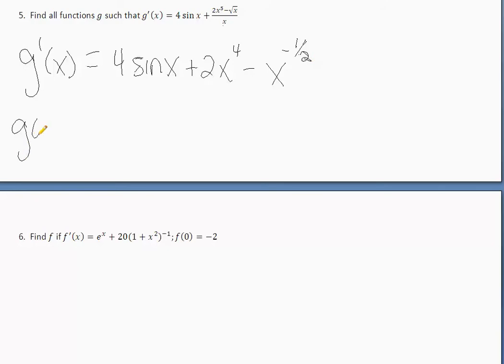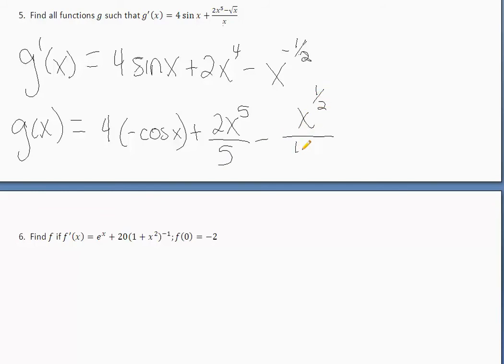Now I can go ahead and find the antiderivative. The antiderivative of 4 sine would be 4 times negative cosine of x plus, now what's the rule? Add 1, so it would be 5, divide by that new power, 5. So I have 2/5 x to the 5th. Same thing here. Add 1, so it would be positive 1/2, divide by that power, and then add c. And then you could simplify that. I could write this term as 2x to the 1/2 here.